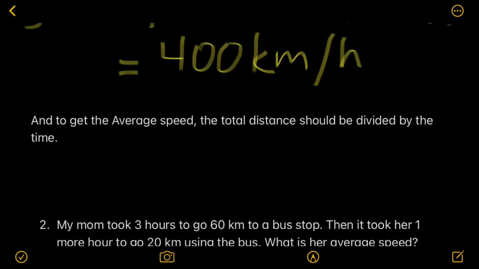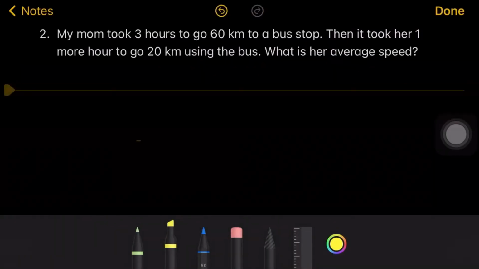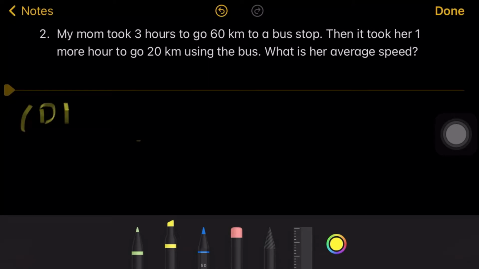Now we'll be getting the average speed. To get the average speed, the total distance should be divided by the total time. Here is the second sample problem. My mom took 3 hours to go 60 km to a bus stop. Then it took her 1 more hour to go 20 km using the bus. What is her average speed?